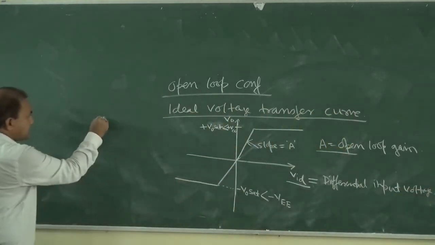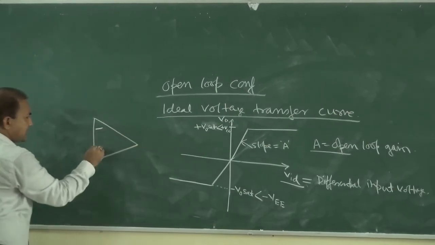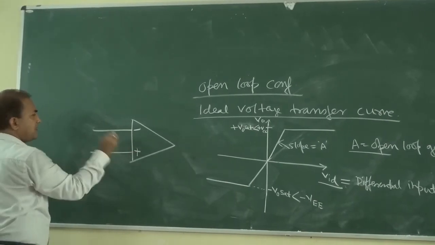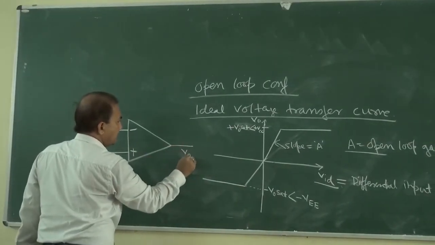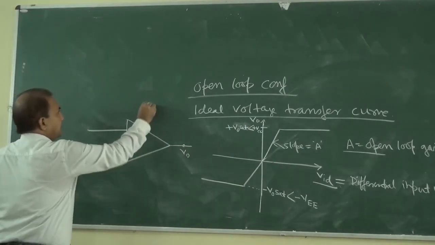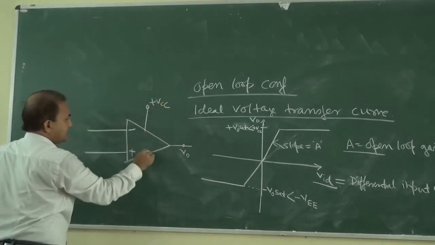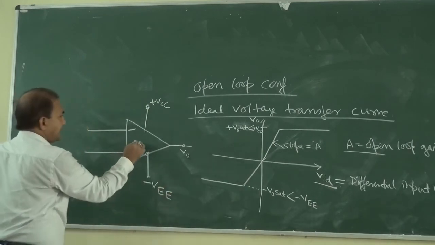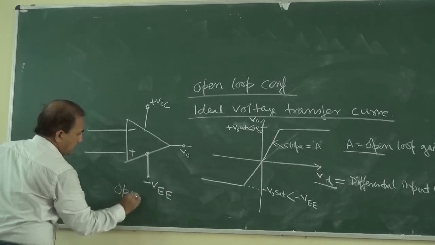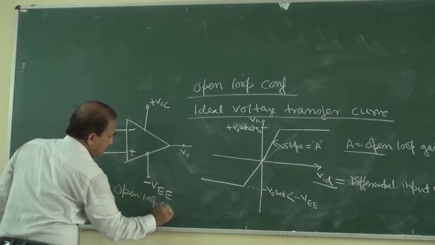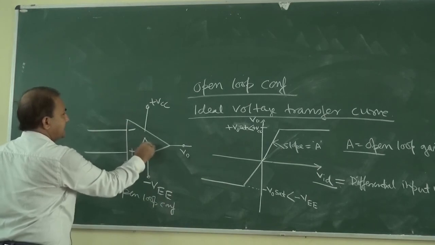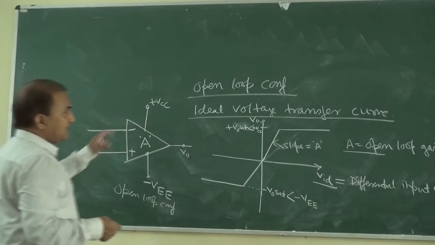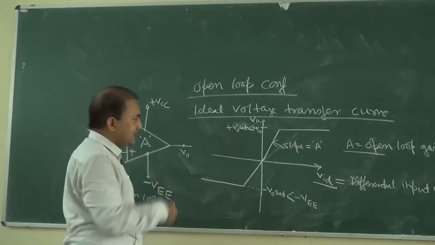For this type of circuit, this is the inverting input and this is the non-inverting input. This is V out, and this is plus VCC, and this is minus VEE. For this operational amplifier, this is open loop configuration, and A is the open loop gain of this operational amplifier. So the ideal voltage transfer curve looks like this.